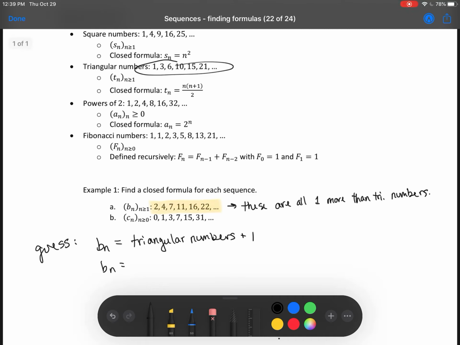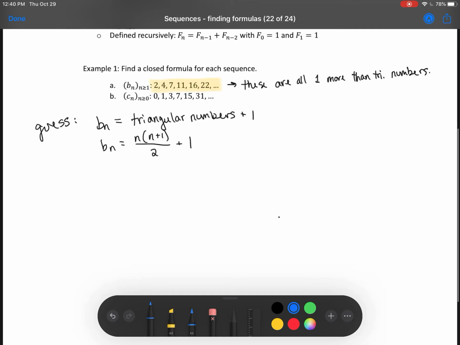All right. So what is the formula for the triangular numbers? That's right here, the T sub n, which is n times n plus 1 over 2. And then since the numbers in our sequence are one more than that, we're going to stick a plus 1 there at the end. So we could simplify that into one fraction. I'm not going to bother doing that right now since we're just looking for the formula, but it might be a good idea to check to see if this formula actually matches up with the numbers that were given to us in the sequence.